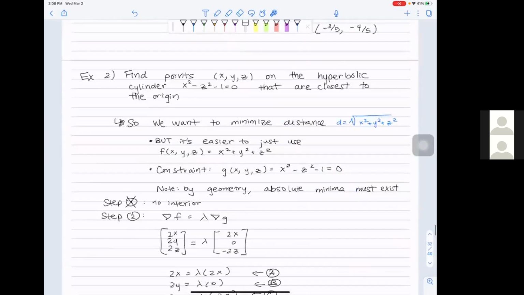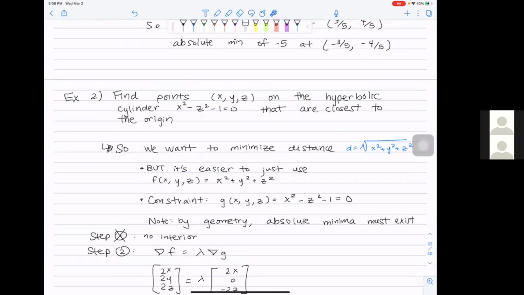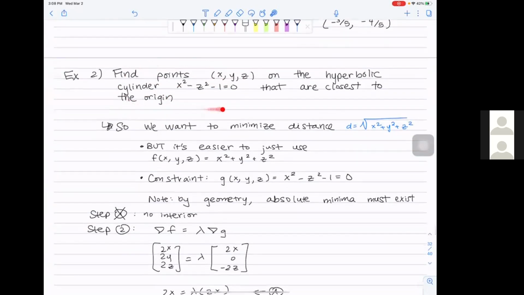So here I have this example. It says find the points x, y, z on the hyperbolic cylinder, so some cylinder, that are closest to the origin. There's an example in the practice problem that's similar to this, where you're trying to find the points on some line closest to the origin. It's the same idea. Okay, let me give us 30 seconds to read it.